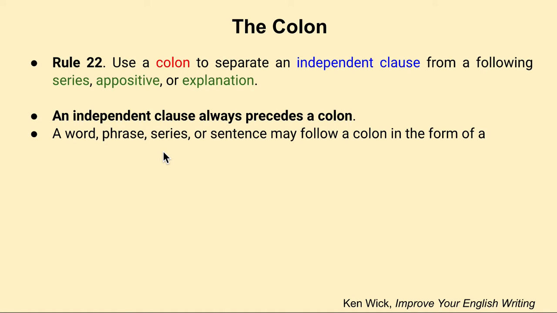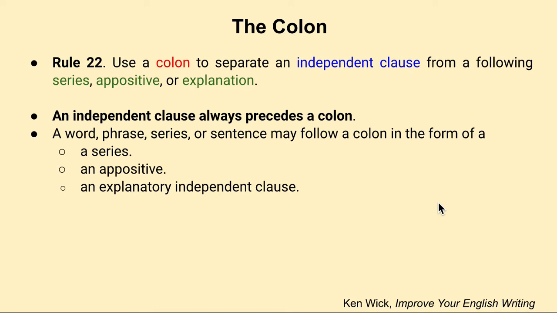And a word, phrase, series, or sentence may follow a colon. Notice how an independent clause comes before the colon, but then a word, phrase, series, or sentence may follow the colon in the form of, you guessed it, a series, an appositive, or an explanatory independent clause. And just a note, in the case where you have an explanatory independent clause, remember you always have an independent clause, and in this case you have an independent clause and then another independent clause.